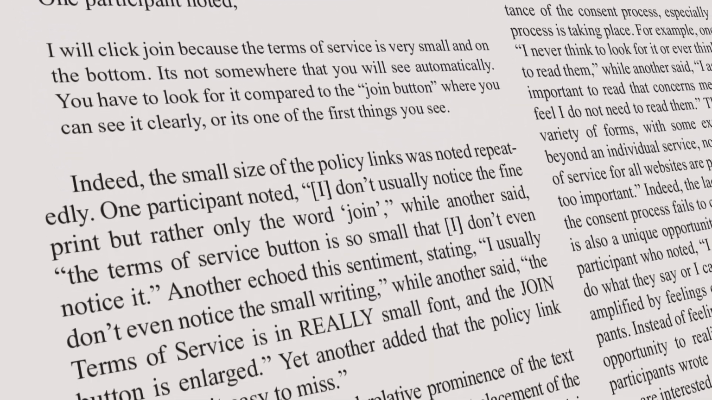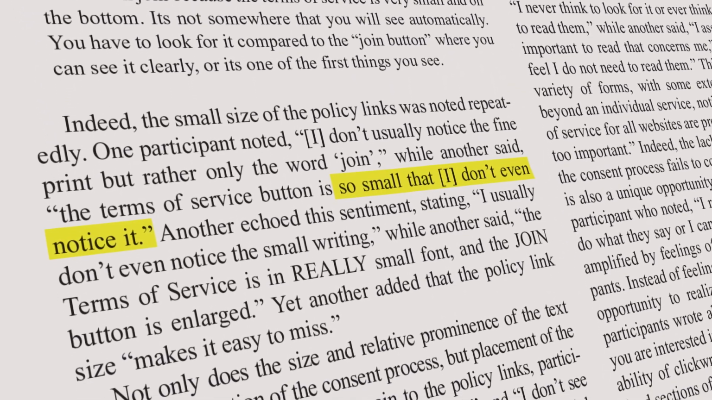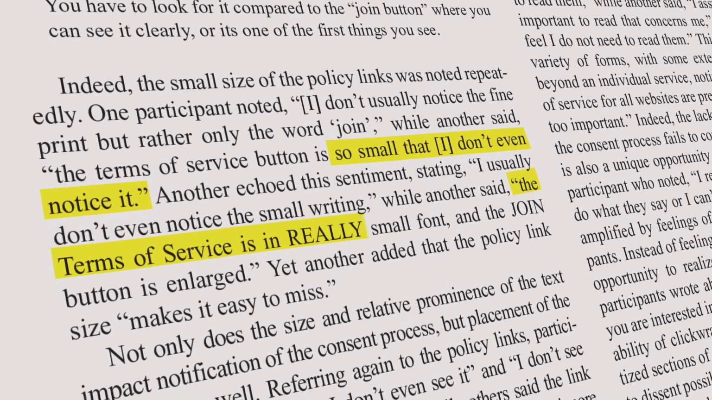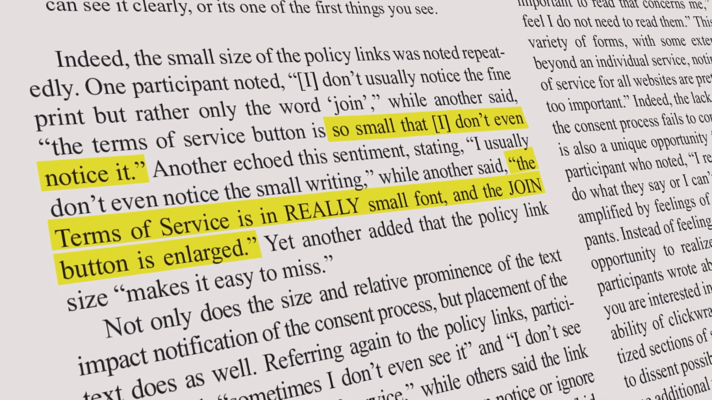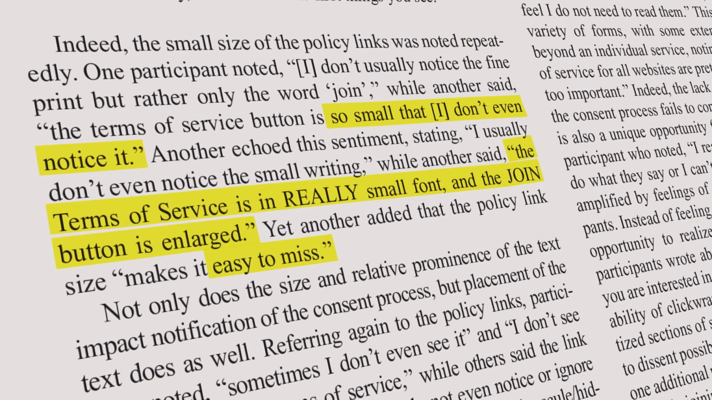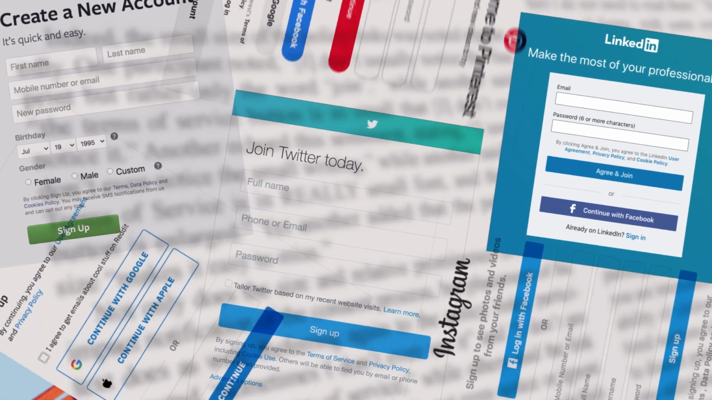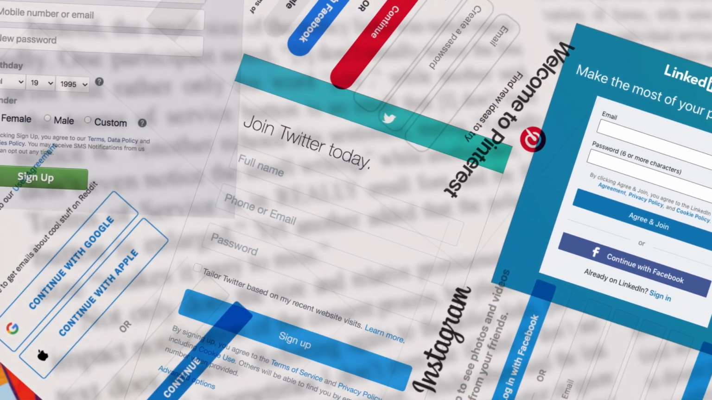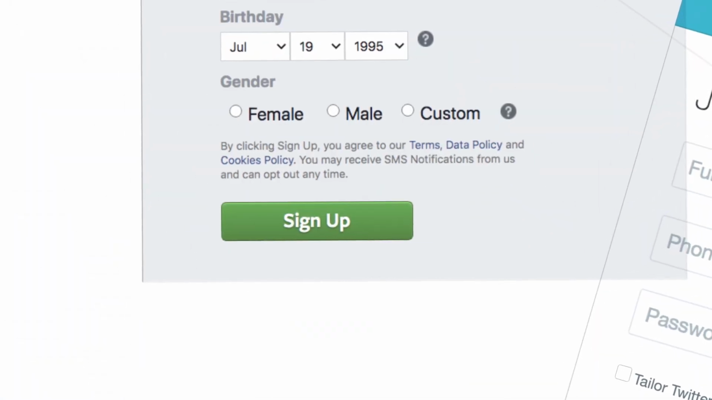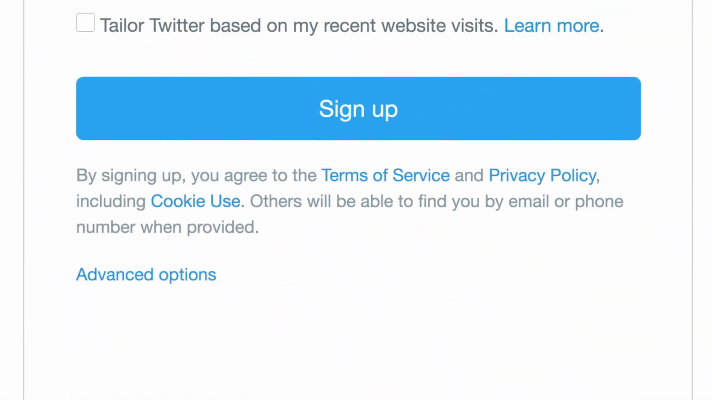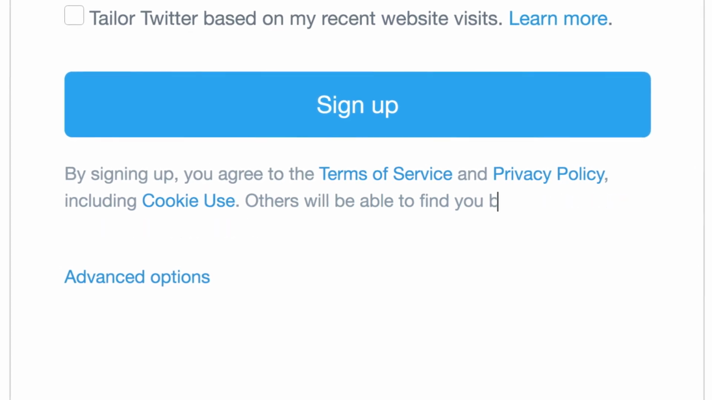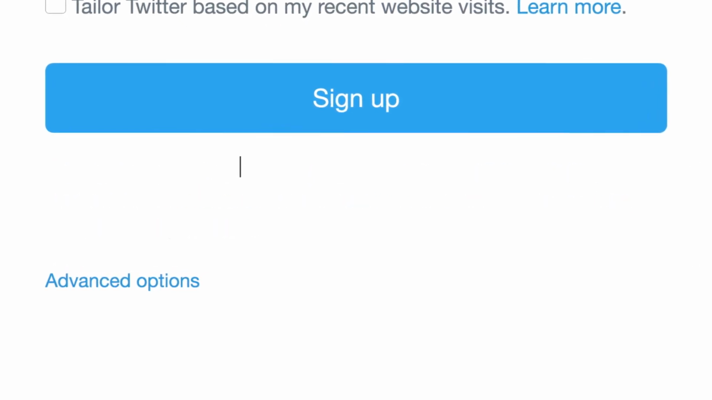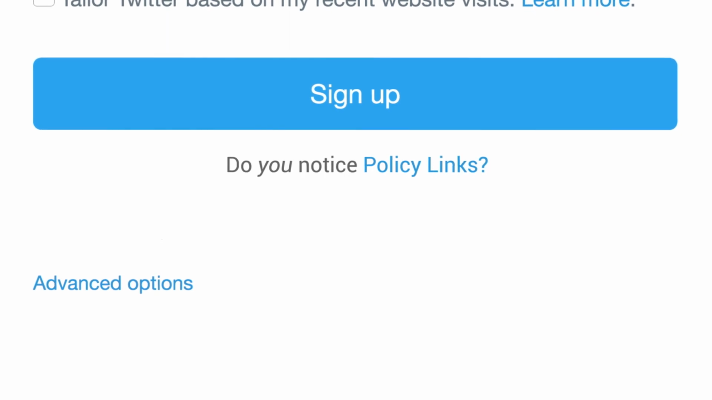"While the policy link is so small that I don't even notice it. The terms of service is in really small font and the join button is enlarged, making policy links easy to miss." To see if this is common, the researchers also analyzed CLICKWRAPs for a variety of popular social media services and found the same thing: prominent agree buttons and policy links that are easy to miss. Do you notice policy links?